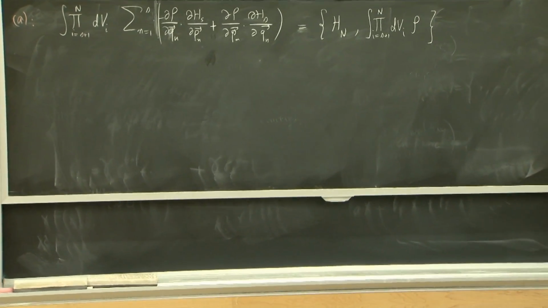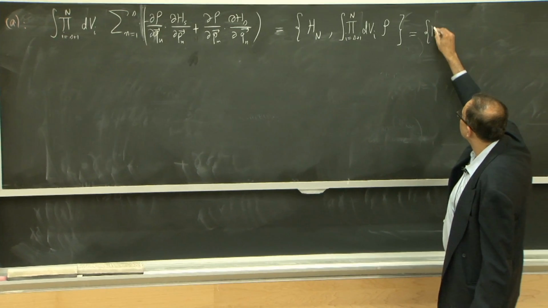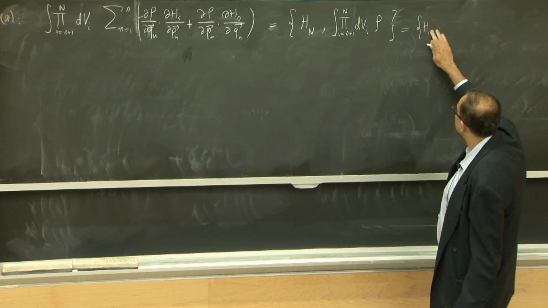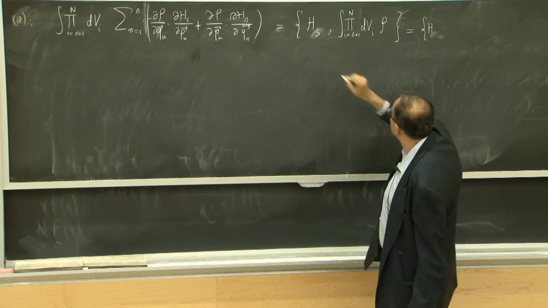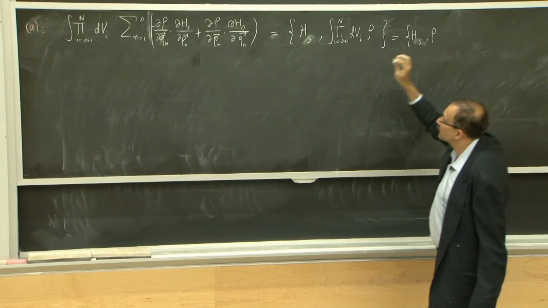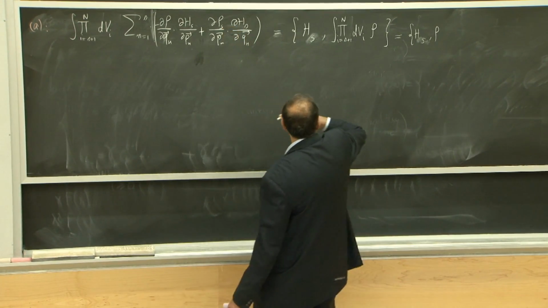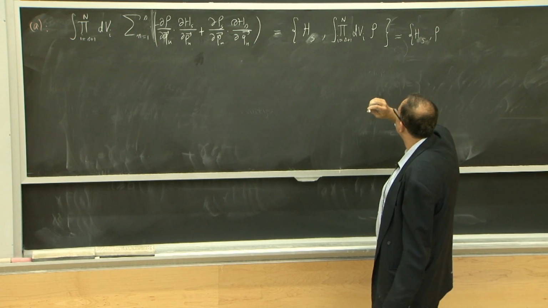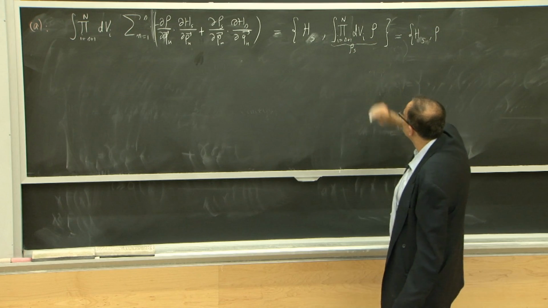Okay? Which is the same thing as Hn and Hs and rho s. This should be rho s, and this is the definition of rho s, which is the same thing as rho.